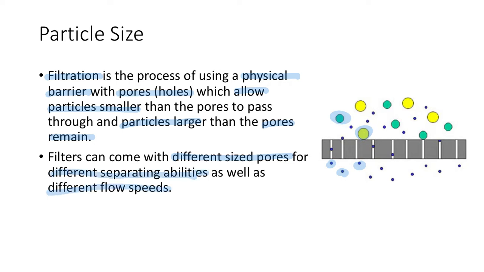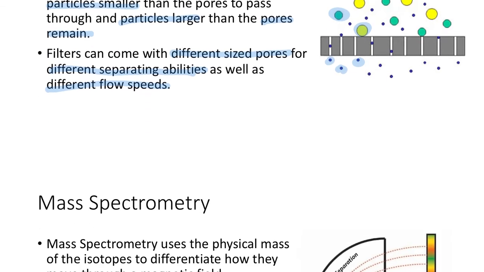Filters can come with different size pores for different separating abilities, as well as different flow speeds. Generally we talk about it in chemistry in terms of filter paper, but lots of different things are filters, like sieves and chicken wire. All of those things have different size pores to allow different things in. So even chicken wire is technically a filter. It's just a filter for very, very large things.